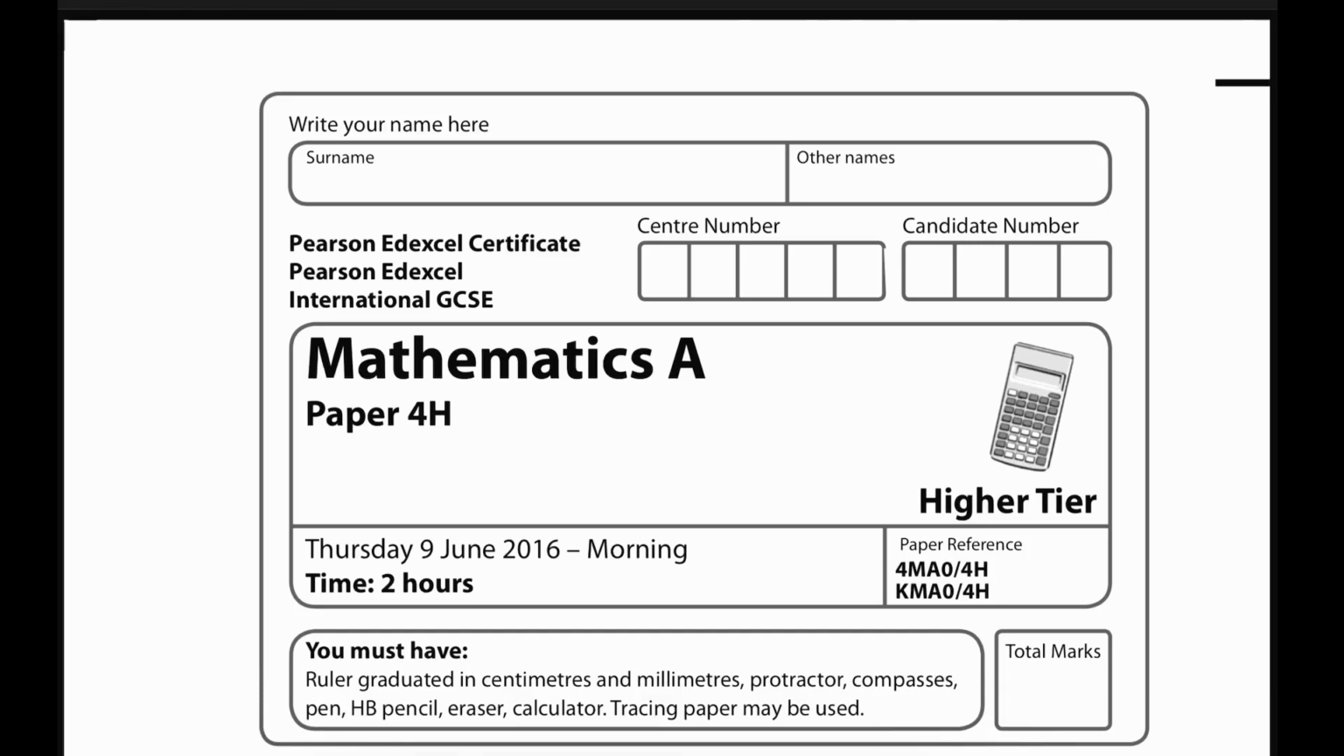Alright, welcome. Today we're going to go through this paper. We're going to be focusing on the questions that some of my students have found the most tricky, most challenging, so we're going to jump around. We'll start with question 6.